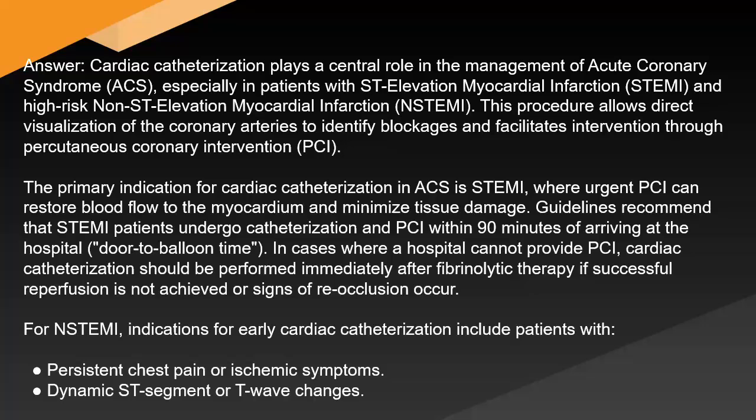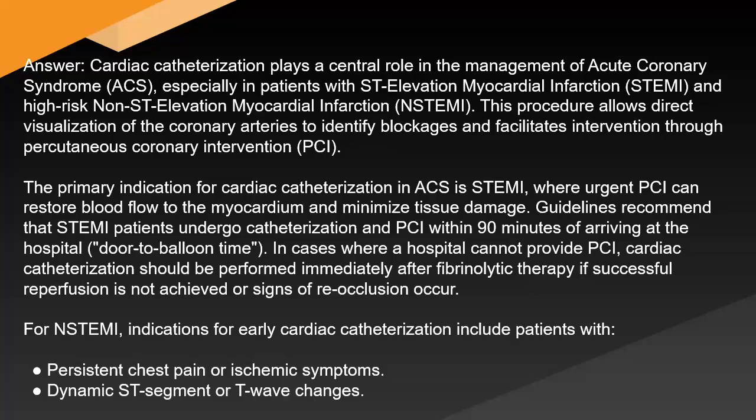The primary indication for cardiac catheterization in ACS is STEMI, where urgent PCI can restore blood flow to the myocardium and minimize tissue damage. Guidelines recommend that STEMI patients undergo catheterization and PCI within 90 minutes of arriving at the hospital, or door-to-balloon time. In cases where a hospital cannot provide PCI, cardiac catheterization should be performed immediately after fibrinolytic therapy if successful reperfusion is not achieved or signs of re-occlusion occur.